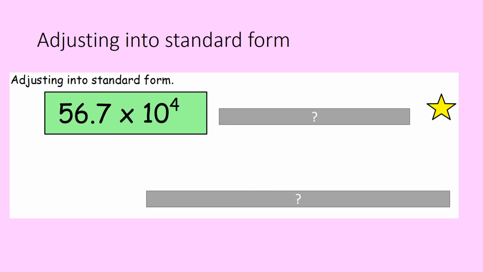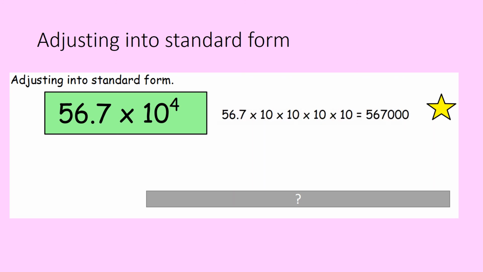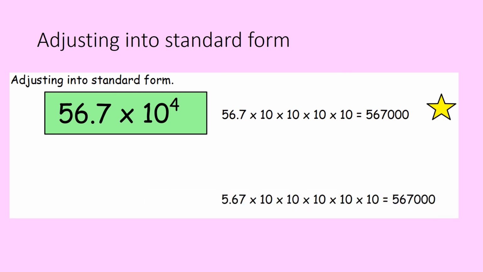Well, if we've got 56.7 times 10 to the power of 4, we could consider that it's 56.7 times 10 times 10 times 10 times 10, which is 567,000. And that, written in standard form, is 5.67 times 10 to the power of 1, 2, 3, 4, 5.